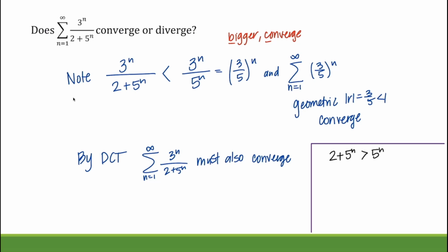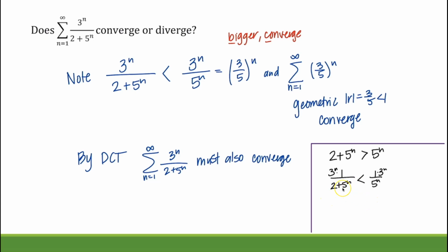And then from there, if we take the reciprocal, so if we have 1 over 2 plus 5 to the n, that would be less than 1 over 5 to the n. Here we are taking the reciprocal, that's going to change the inequality. And then if I multiply both sides by the same positive quantity, so multiply both sides by 3 to the n, the inequality will stay the same. So hopefully that's another way to help you justify the direction.